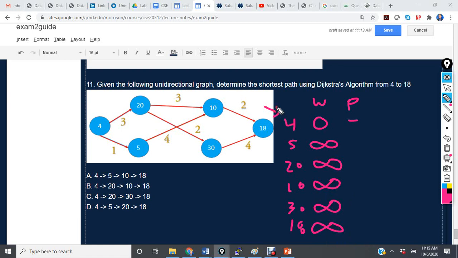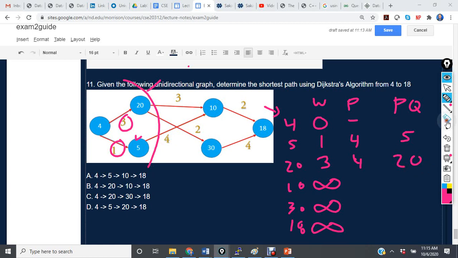Now we start at 4, and we look at the outgoing vertices 5 and 20. So 5 has an initial parent of 4 and a weight of 0 plus 1. 20 has a parent 4 and has an initial weight of 0 plus 3. So we get 3 here. Now we create a priority queue and we sort it based on the weights. So we want to evaluate 5 first because 5 has the lower weight, and in this particular scope, this is the shortest path.